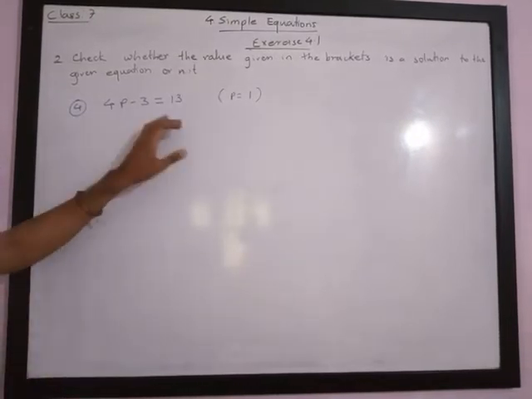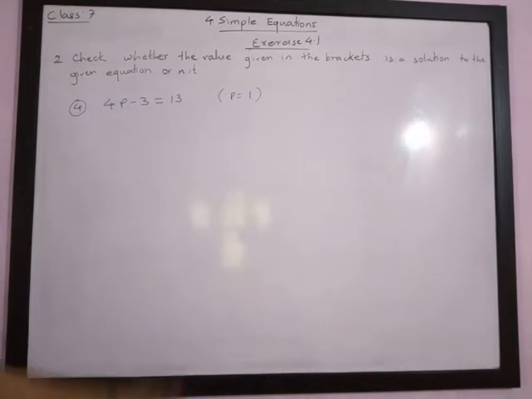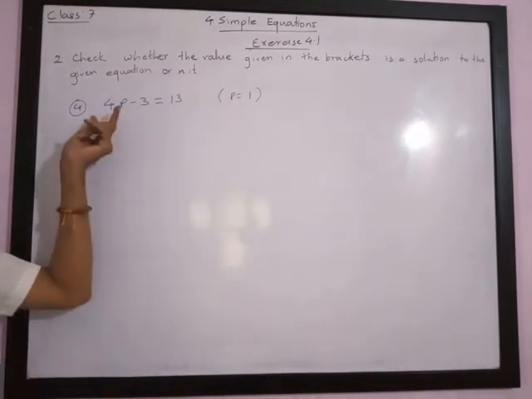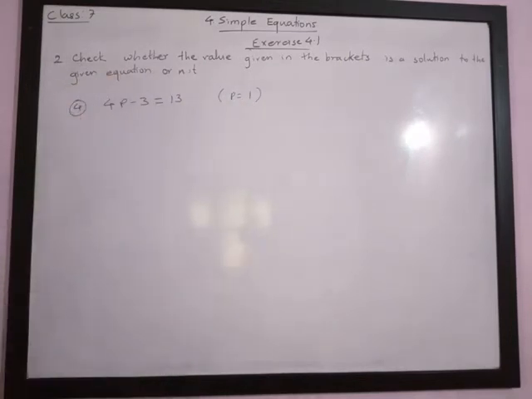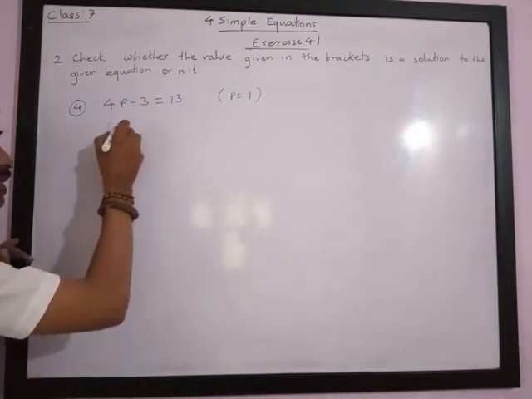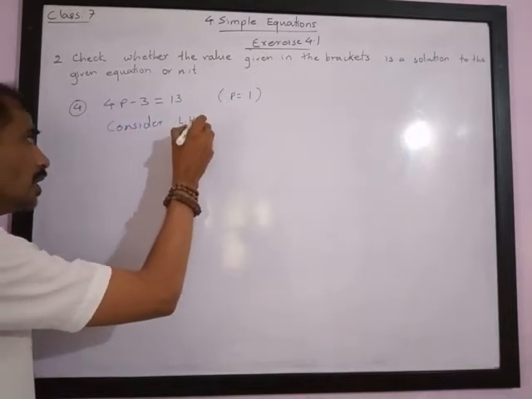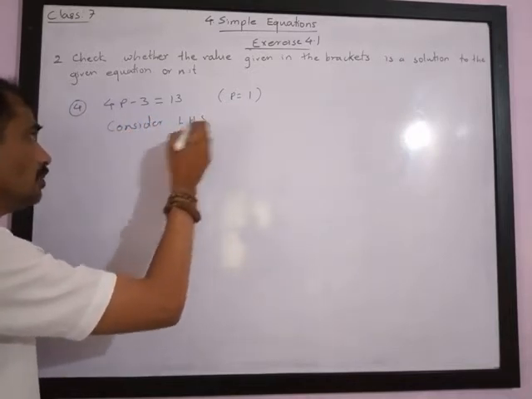In the fourth sub question, we are given the equation p minus 3 is equal to 13, and we are asked to check whether p is equal to 1 is the solution of this equation or not. So for this, what we have to do is consider LHS, the left hand side of the equation.